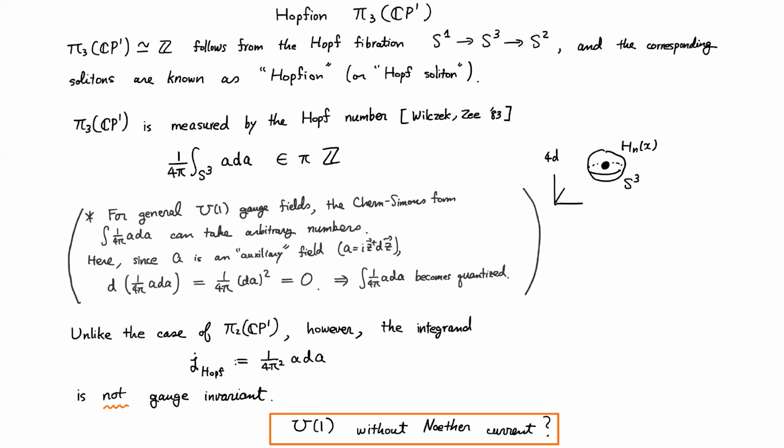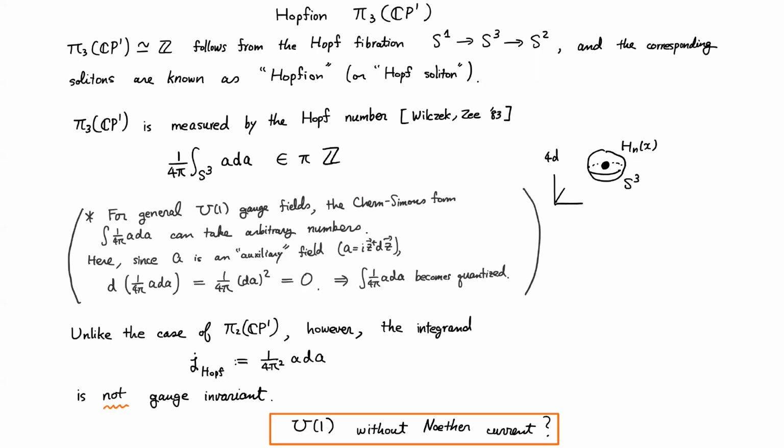So pi3 of CP1 is integer because S2 admits this Hopf fibration, where S3 is nothing but SU2 and S1 is U1. So this is actually expressing that S2 can be realized by spontaneous breaking of SU2 symmetry to a U1 subgroup. And because of this Hopf fibration, if you apply the homotopy exact sequence, you can find that pi3 of S2 is an integer. And let me construct what is called a hopion, or Hopf soliton, associated with non-trivial pi3 of CP1.